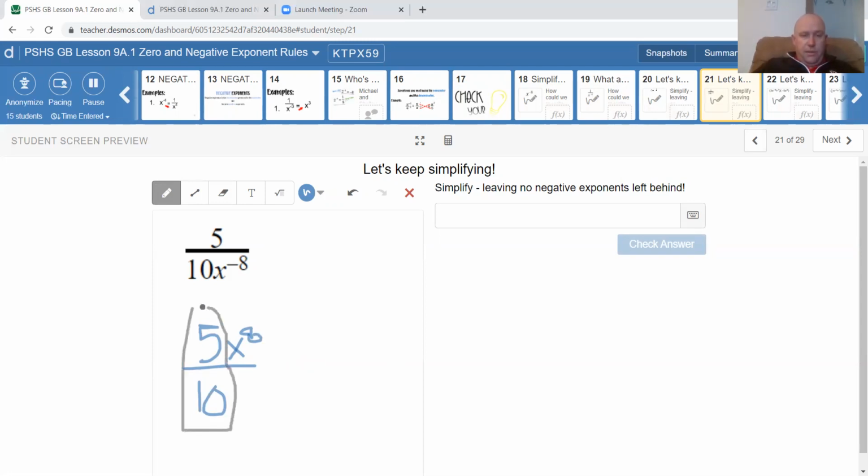There is a fraction here that clearly simplifies. This would be 1 over 2. So you could put 1 over 2 x to the 8, or you could actually just put x to the 8 over 2. You don't technically need the 1 there for this either.